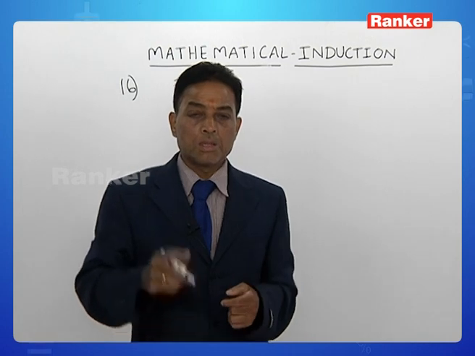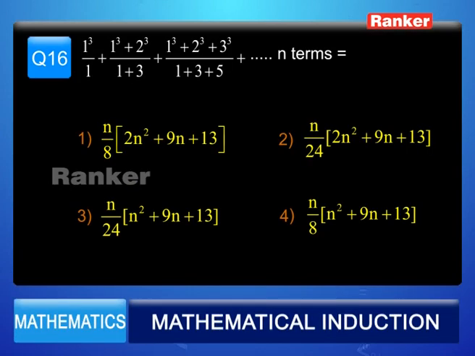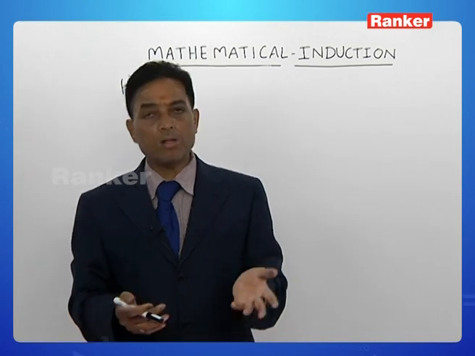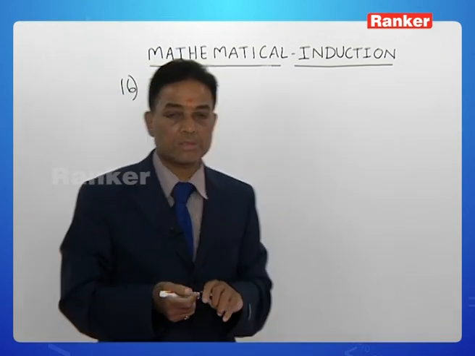Question number 16. 1 cube by 1 plus 1 cube plus 2 cube by 1 plus 3 plus 1 cube plus 2 cube plus 3 cube by 1 plus 3 plus 5 and so on up to n terms. What is the total value? Here also we are not calculating nth term, total value. Now 4 options are given. First option is n by 8 into bracket 2n square plus 9n plus 13. Similarly, n by 24 2n square plus 9n plus 13, n by 24 into n square plus 9n plus 13, and fourth one n by 8 into n square plus 9n plus 13. So let us see. Of course, almost all brackets are having like 2n square 9 13 or n square plus 2n plus 13. Let us see what is the answer.